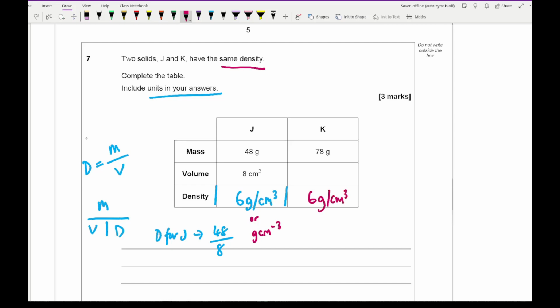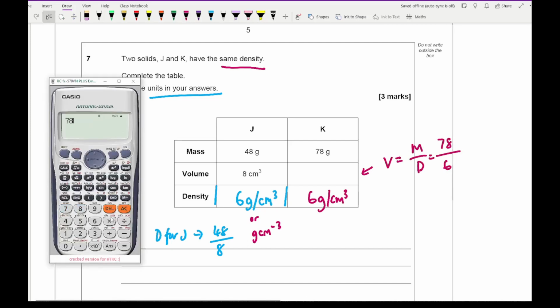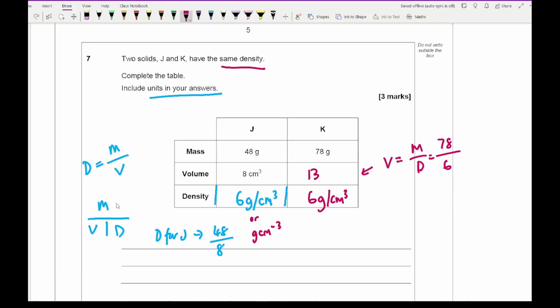So then what I need to do is work out the volume. Well, if I rearrange the formula, I get that V equals M divided by D. So the mass is 78 divided by 6. And again, if I type that into my calculator, 78 divided by 6 gives me an answer of 13. So that's going to be 13 centimetre cubed.